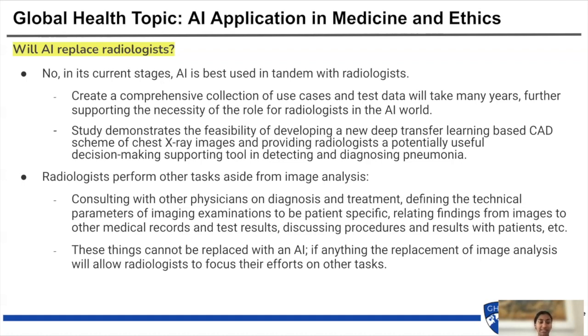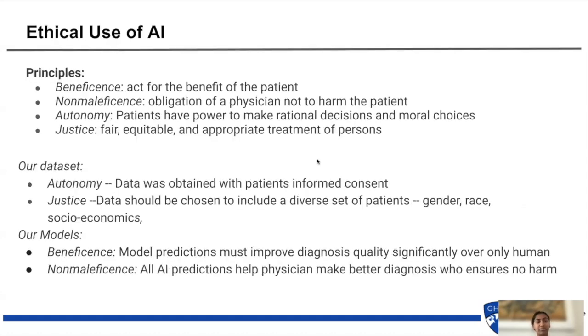Radiologists also perform other tasks aside from image analysis, like consulting with other physicians and evaluating patients based on other medical records and test results, and they need to discuss these findings and results and procedures with patients. This kind of human connection cannot be replaced with AI. If anything, this will allow radiologists to focus their efforts on other tasks. Ethical use of AI works on 4 principles: beneficence, non-malfeasance, autonomy, and justice. It must act for the benefit of a patient, an obligation of a physician to not harm the patient, and patients have to have the power to make rational decisions and moral choices, and it must be fair and equitable.